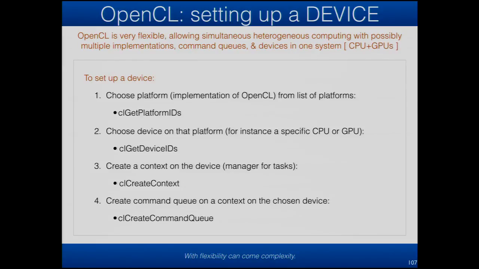So you have this problem of a combinatorial explosion of devices and platforms, where a platform is just a fancy word for an implementation of OpenCL. So you have to get a list of the platforms, get a list of devices on the platforms. Then you need to create a context, which is your way of interacting with that device on that platform. Then, because you're going to create multiple queues, you create a queue on that device on that platform. This becomes a sing-song sequence of things you have to do just to get started.